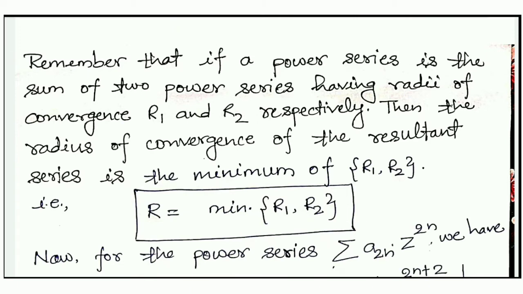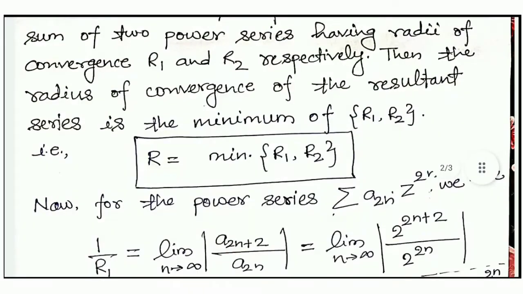But first of all, we will see the most important fact about the sum of two power series, which gives a resultant power series. So remember that if a power series is the sum of two power series having radii of convergence r1 and r2 respectively, then the radius of convergence of the resultant series is the minimum of r1 and r2. That is, here r equals minimum of r1 and r2.